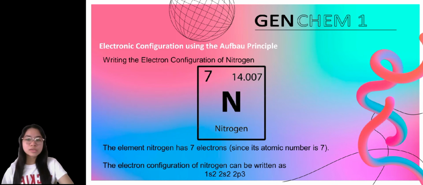But since 1s and 2s will be 4, and nitrogen has only 7 electrons, the rest, which is the 2p, will only be 3. So the resulting electronic configuration of nitrogen can be written as 1s2, 2s2, and 2p3.